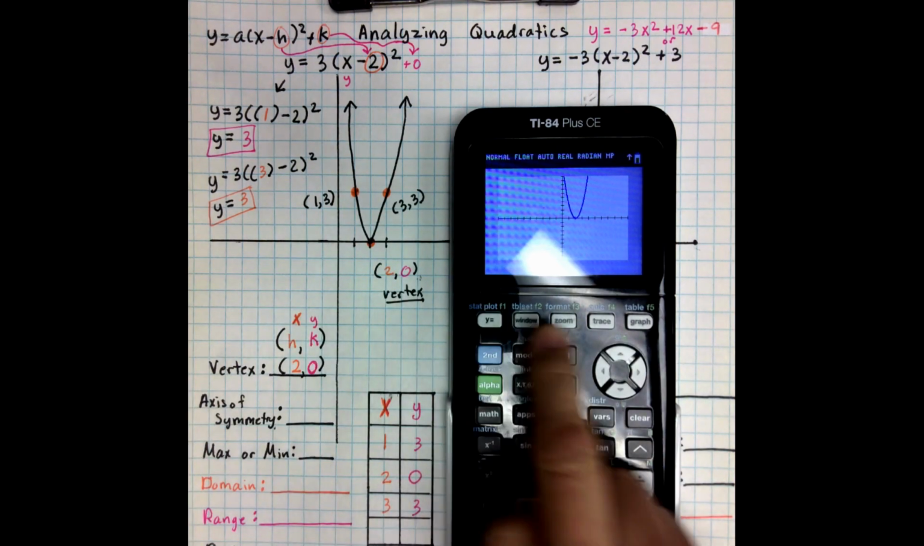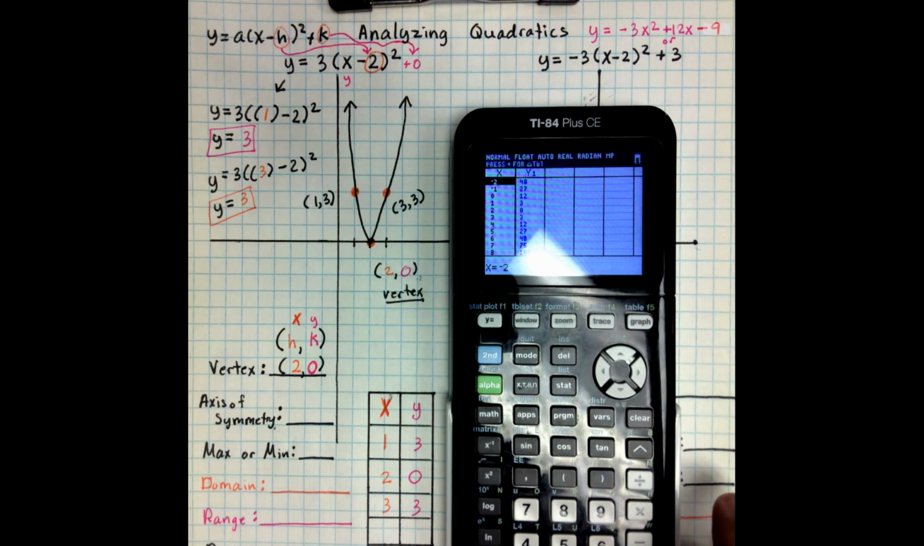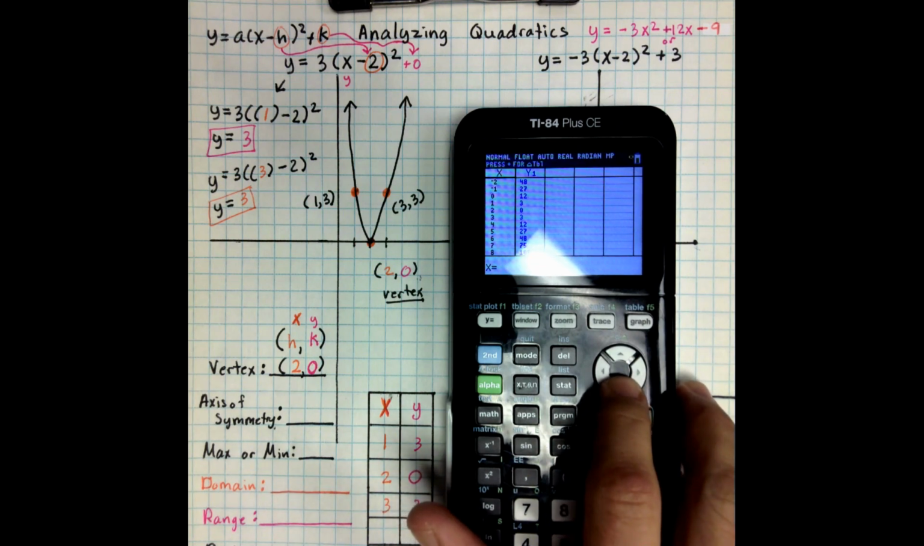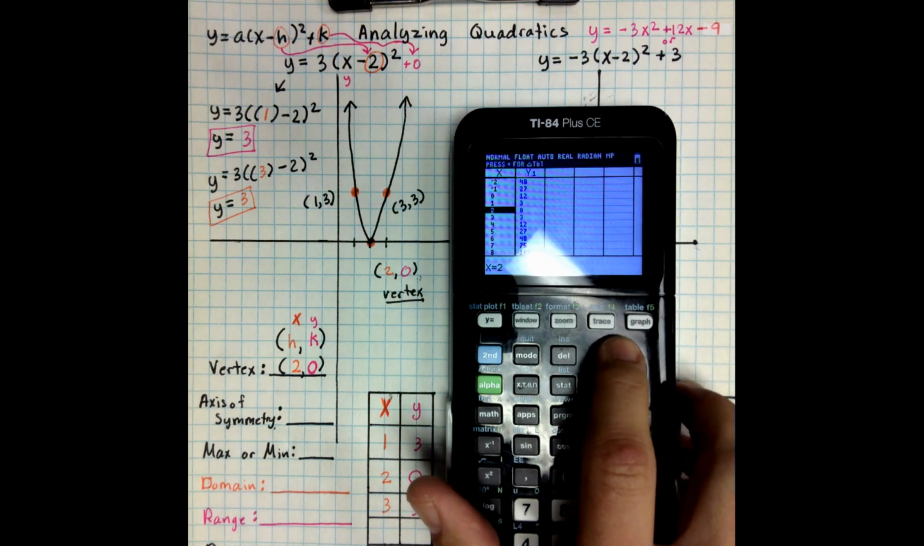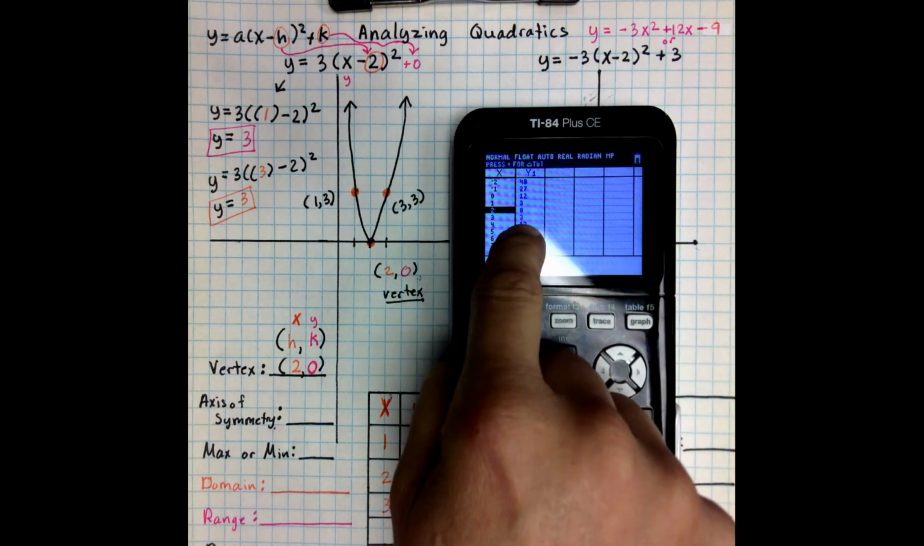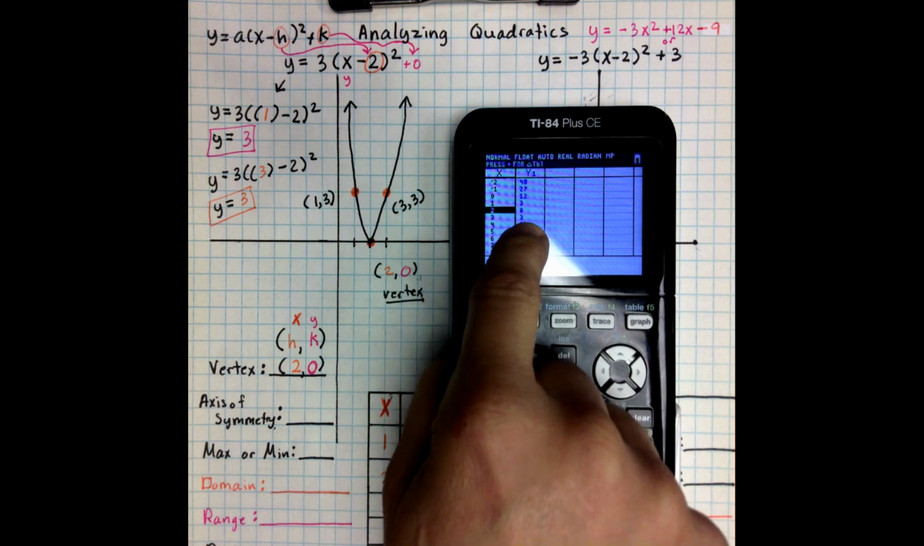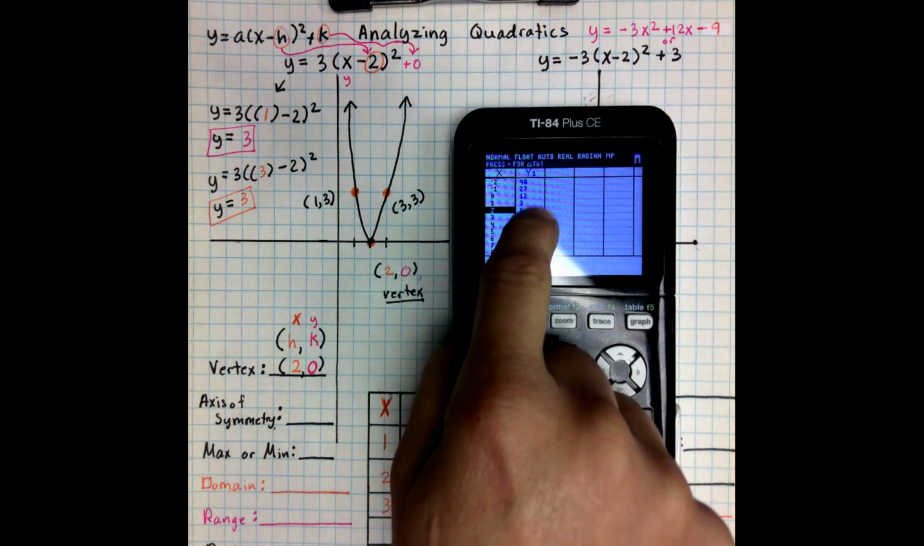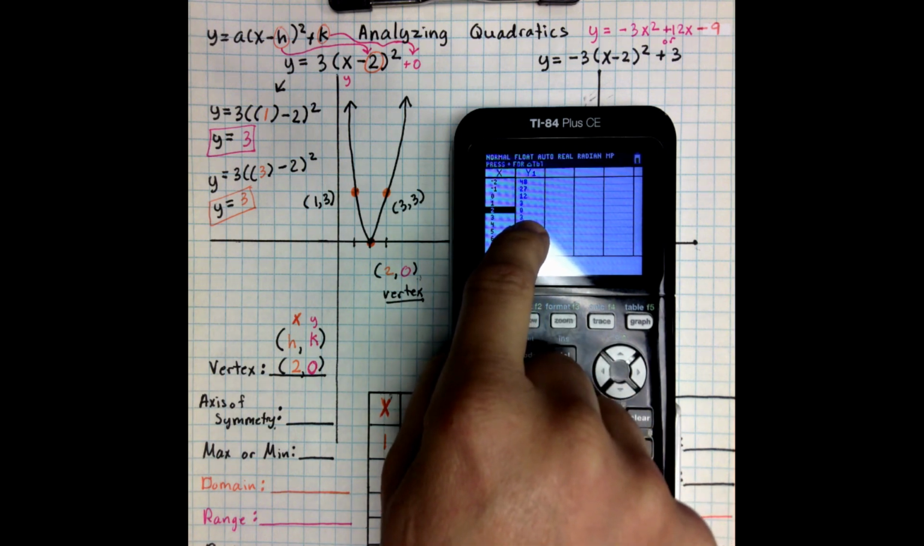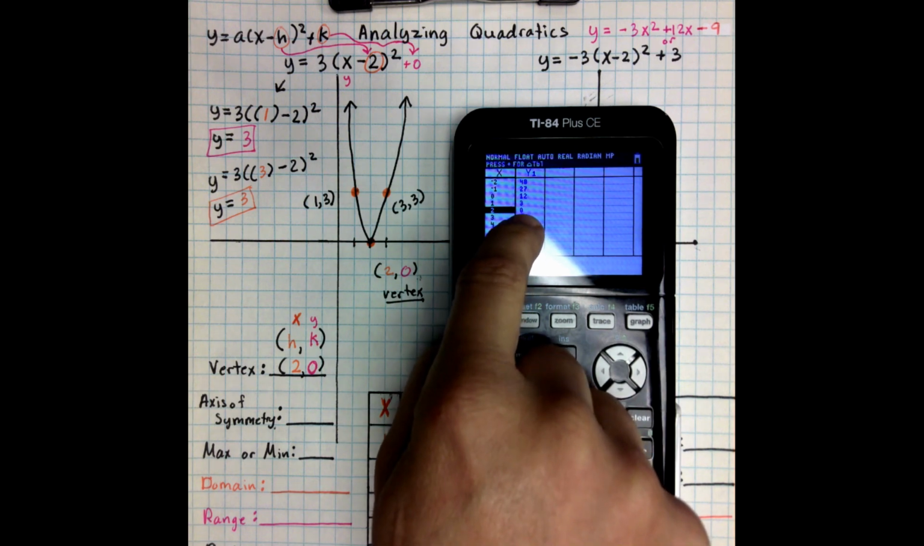Now I'm going to hit second and table to pull up my points, and notice we do have our vertex. And one of the ways you can always identify the vertex is notice that we had a 3 for our y value, and then we had a 0, and then we had 3 repeat itself. When you see that y value repeat like that around a single digit, you know that the one that's in between it is your vertex.